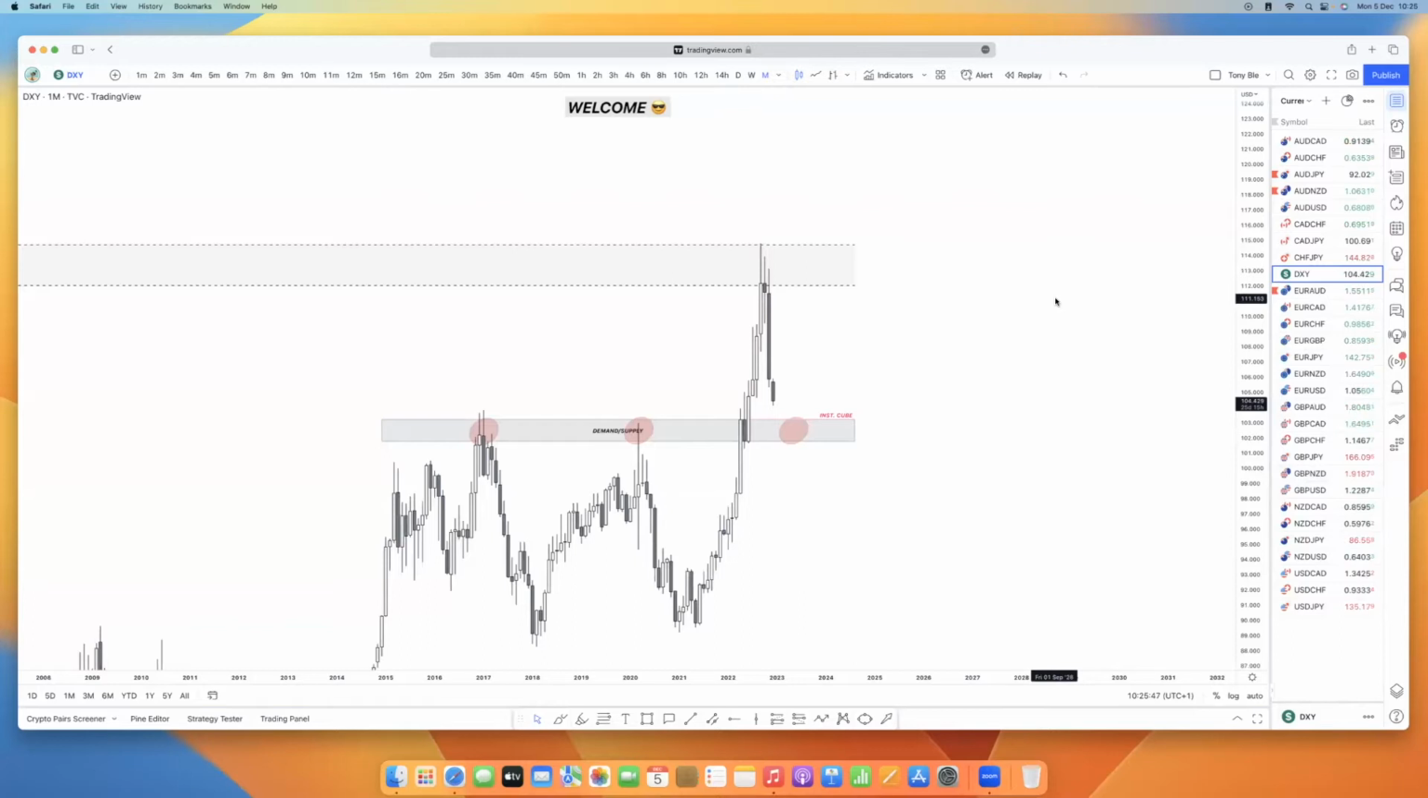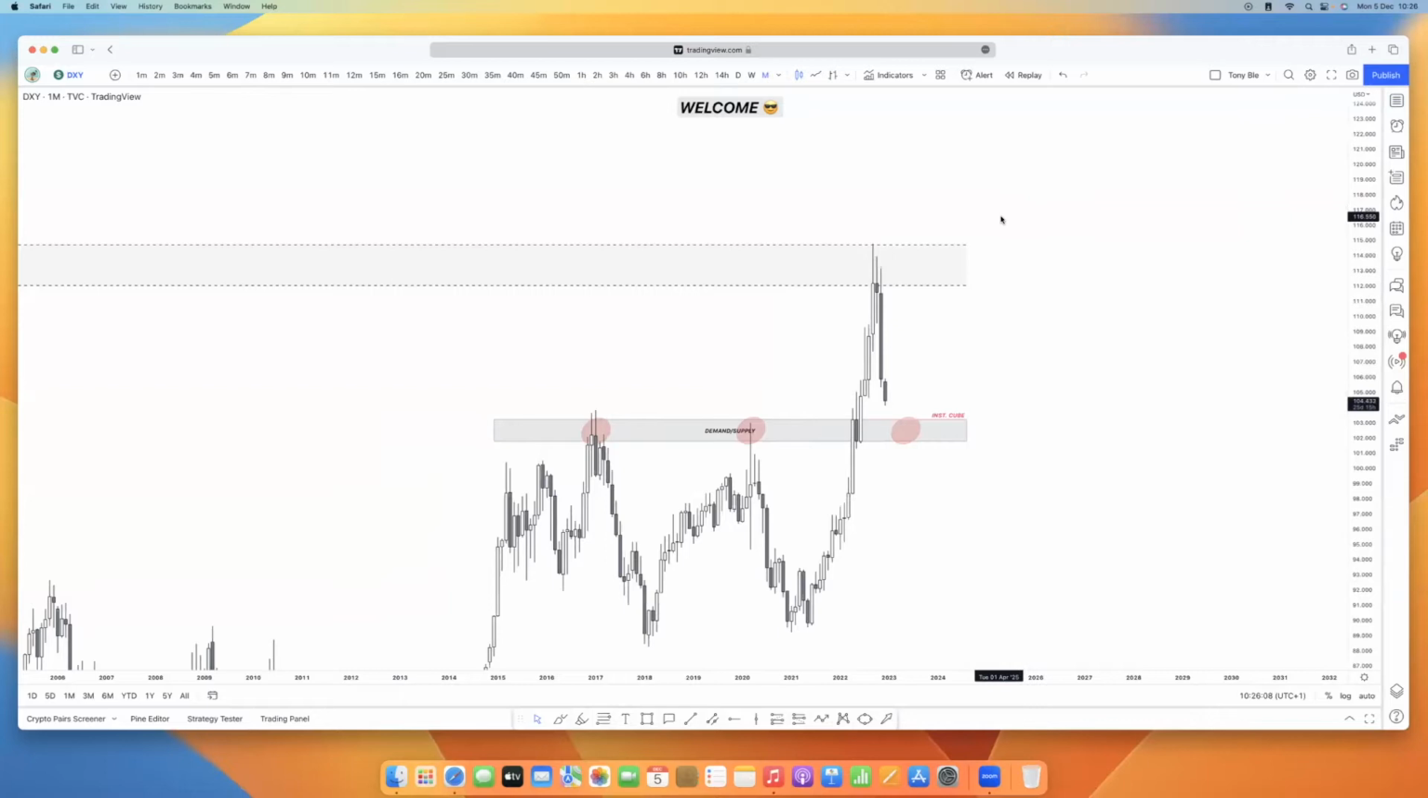Okay, I'm going to be fast. I don't want to do it like how I used to do the analysis. That's going to take time. So I'm going to be fast with it because of the multitude of pairs we want to look at.